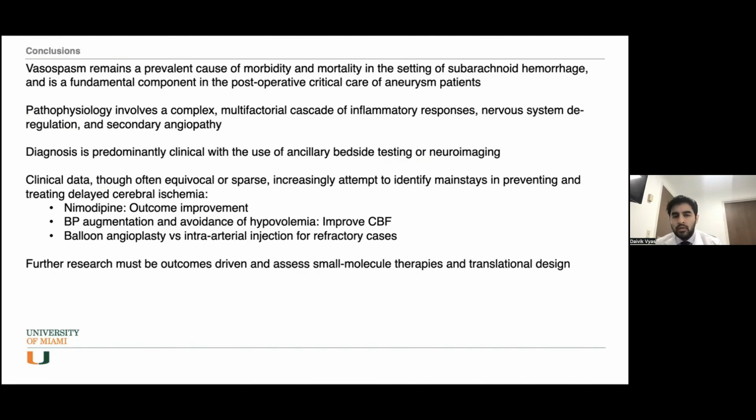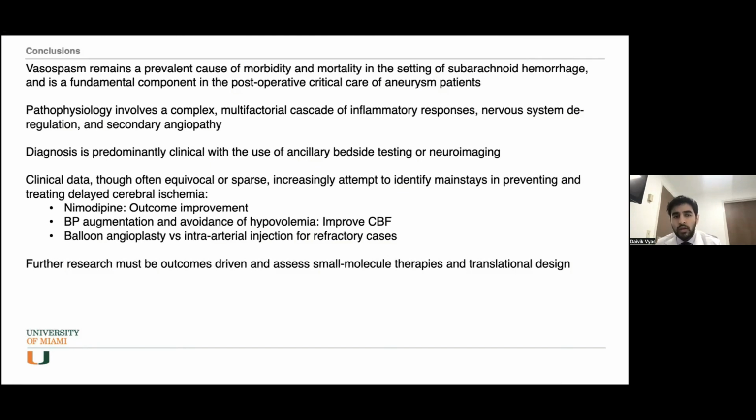And even though the clinical data are equivocal, they're increasingly trying to identify the mainstays in treating delayed cerebral ischemia. We know that nimodipine will improve outcomes by preventing worse outcomes of delayed cerebral ischemia, but won't treat spasm itself. BP augmentation and avoiding hypovolemia provide improved cerebral blood flow in patients who are undergoing spasm. And in patients who are either refractory or clinically indicated, balloon angioplasty and intraarterial injections can help provide more definitive treatments as necessary.